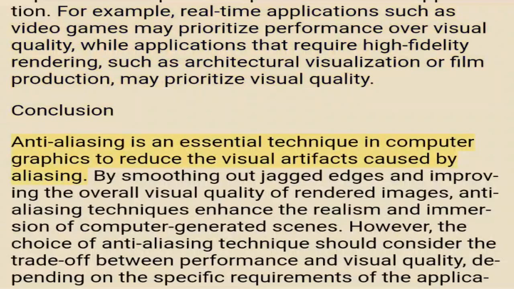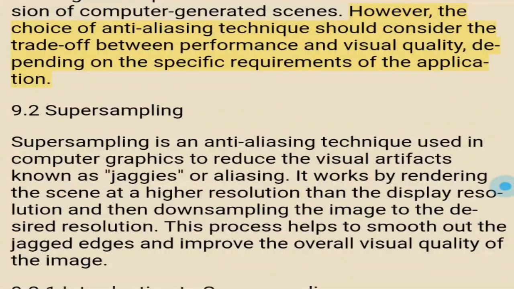Conclusion. Anti-aliasing is an essential technique in computer graphics to reduce the visual artifacts caused by aliasing. By smoothing out jagged edges and improving the overall visual quality of rendered images, anti-aliasing techniques enhance the realism and immersion of computer-generated scenes. However, the choice of anti-aliasing technique should consider the trade-off between performance and visual quality, depending on the specific requirements of the application.